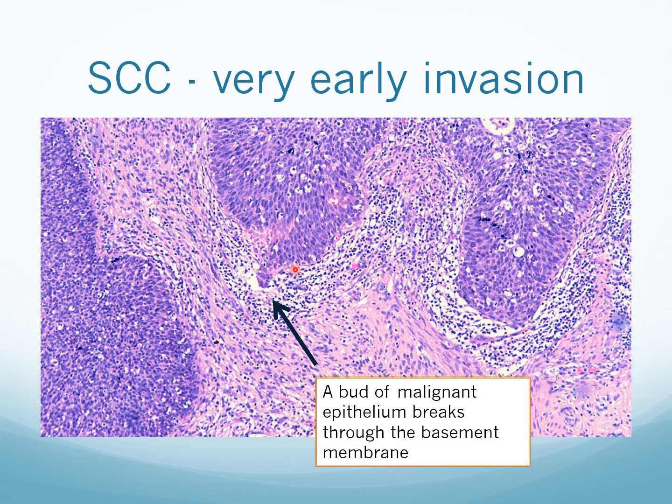Just here we can see the earliest sign of invasive squamous cell carcinoma. We have a small bud of cells that's breaking through the basement membrane and extending into the underlying stroma. They look nearly the same as the CIN3 cells. Around it are a whole lot of lymphocytes and inflammation.